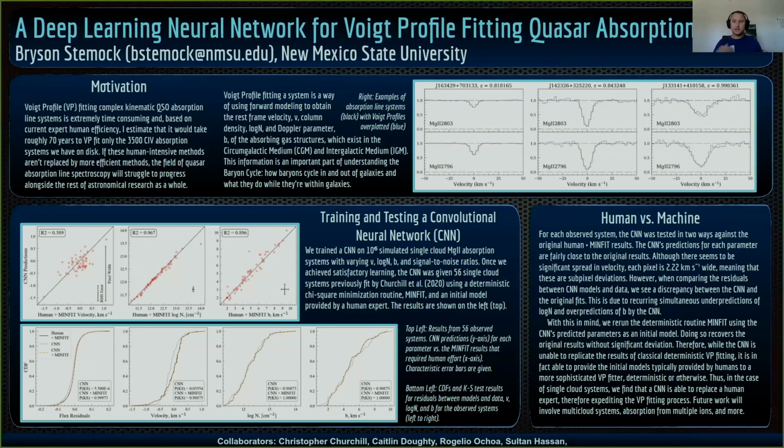We do plan on moving on to multiple clouds and more transitions, but these are our initial results.